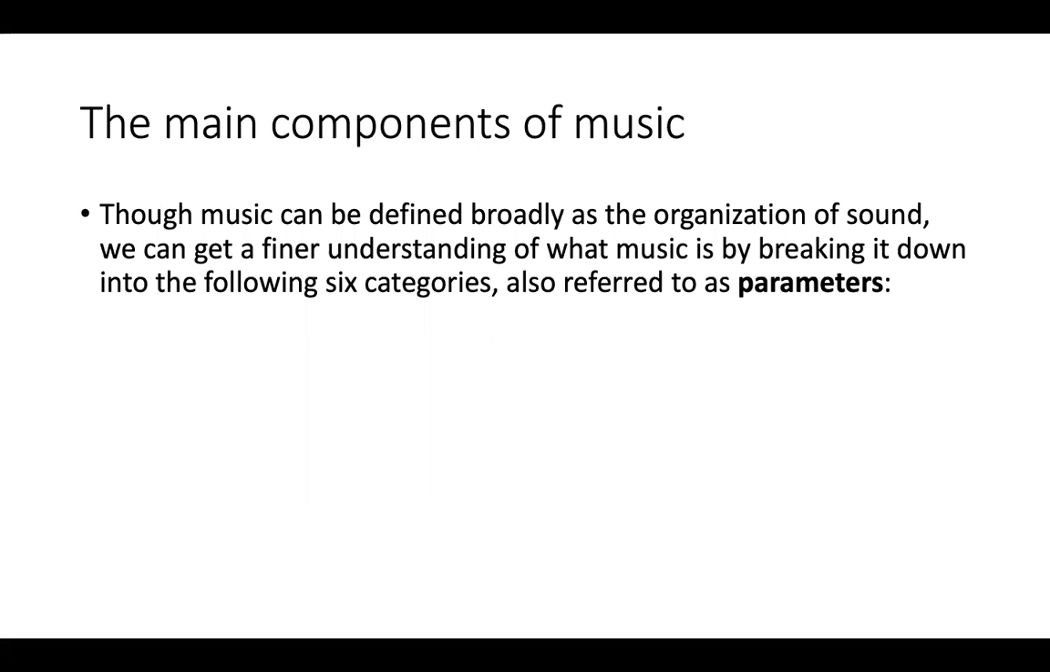Though music can be defined broadly as the organization of sound, we can get a finer understanding of what music is by breaking it down into the following 6 categories, also referred to as parameters: the melody, the harmony, rhythm, texture, timbre, and form.